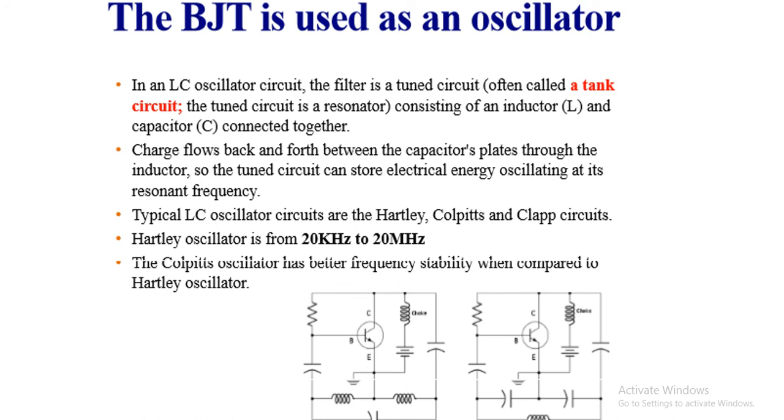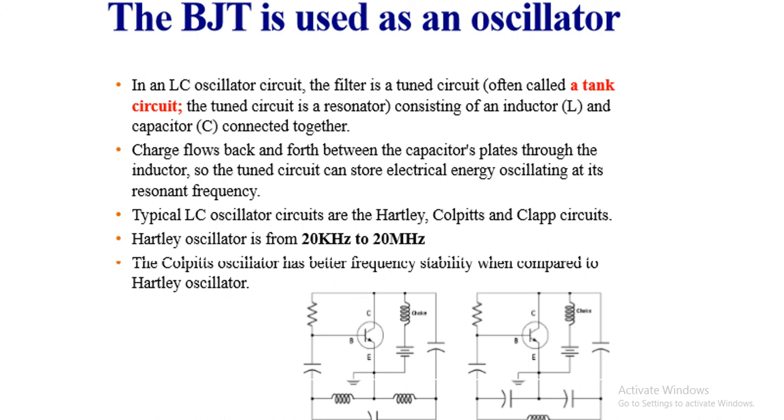The tuned circuit is a resonator consisting of an inductor, which has a capacity in henry, and a capacitor, which has a capacity in farad, connected together as we show here. We have many capacitors here, but the resonant circuit, or tank circuit, includes the capacitor and the inductor. Charge flows back and forth between the capacitor's plates through the inductor, so the tuned circuit can store electrical energy oscillating at its resonant frequency.